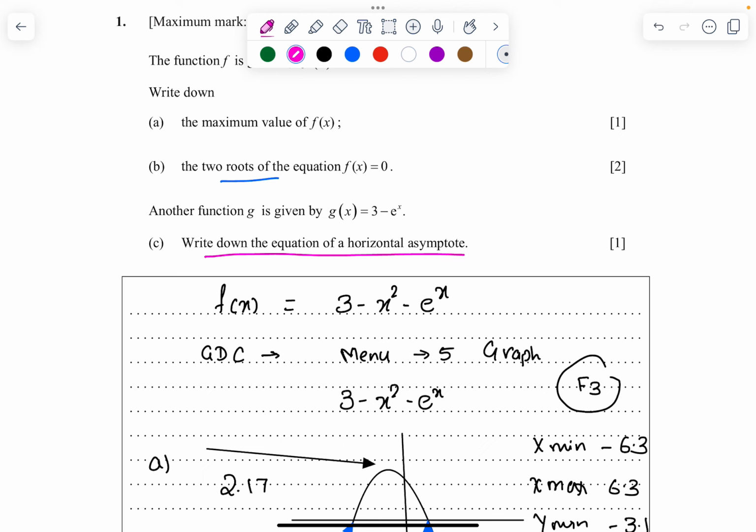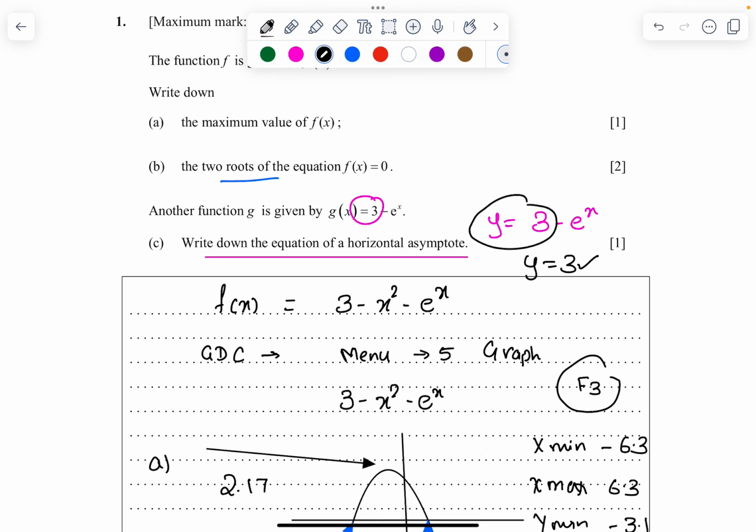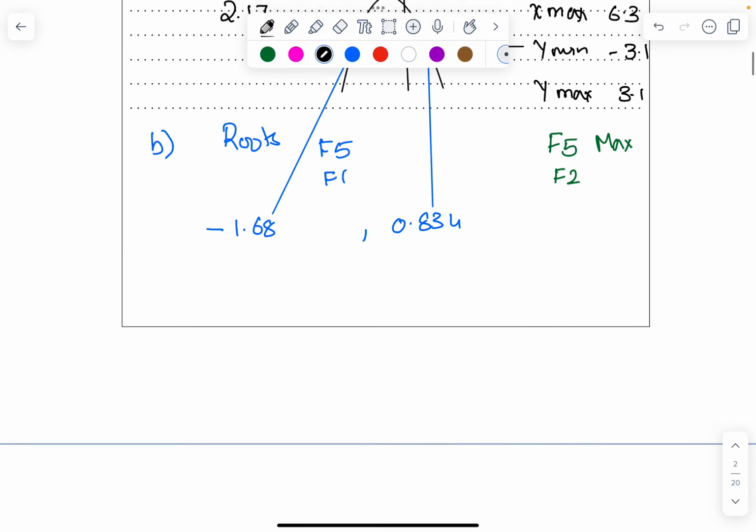Next, what is he asking? Write the equation of the horizontal asymptote. So for y equals 3 minus e power x, the horizontal asymptote is going to be y equals 3 itself only. That's only a 1 mark question.